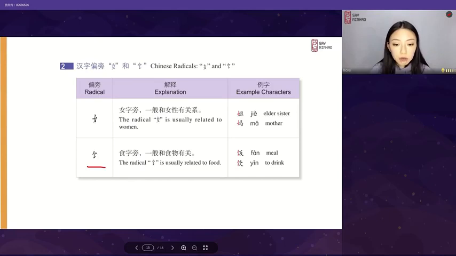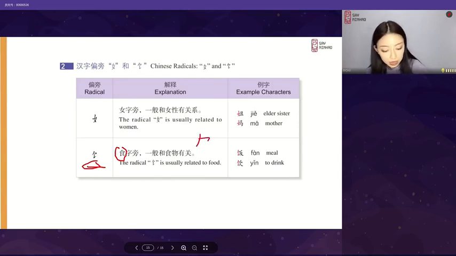Next one, 食字旁, radical 食. In ancient times, it looked like this. And when it is the radical, we will write it as this, a simplified version of it. So it is usually related to food. 食 means eat or food. Okay, so it is related to food.